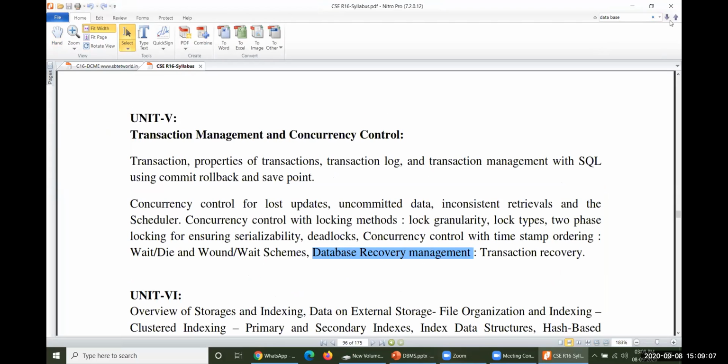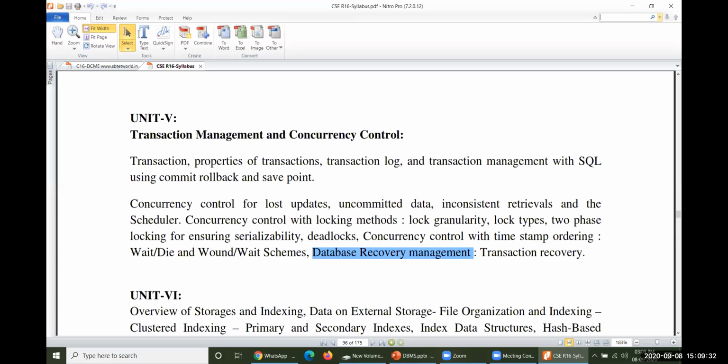What are the different causes for recovery? What are the exact causes for recovery, what recovery strategies are we supposed to use, and how could transaction recovery be taken into consideration? These will be discussed in this scenario. So these are the points which we'd like to concentrate on.